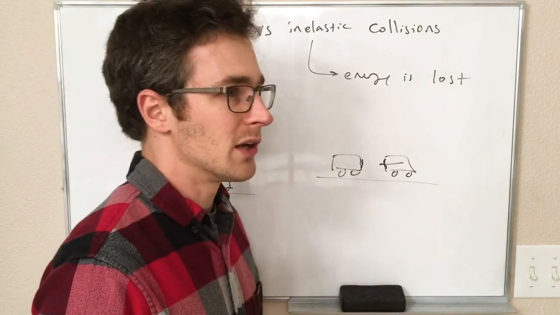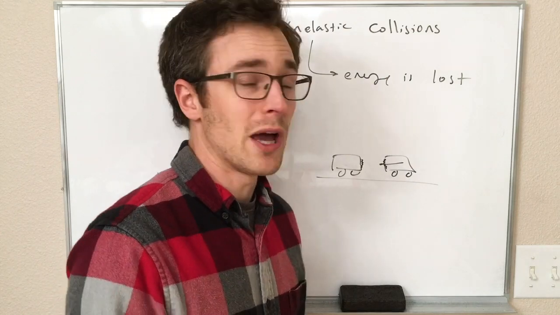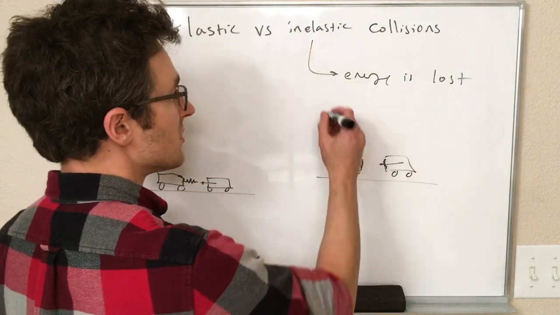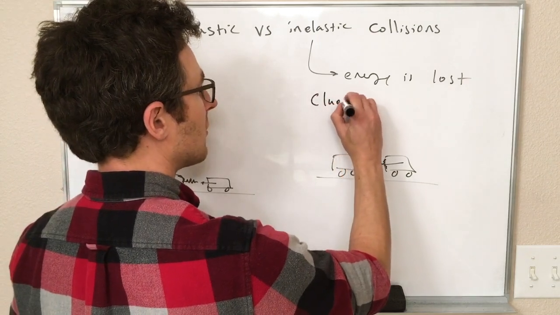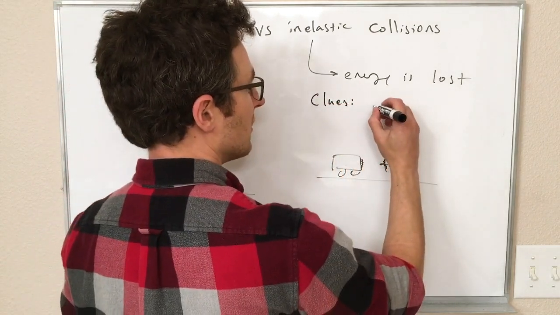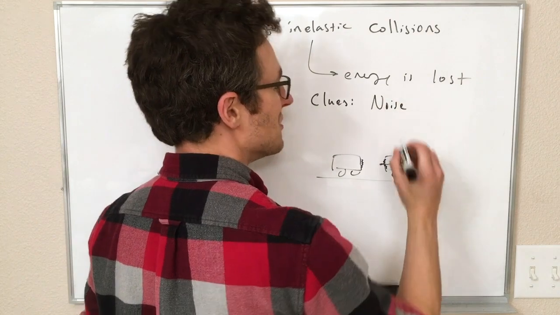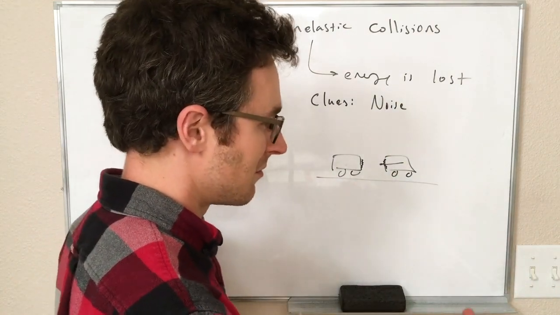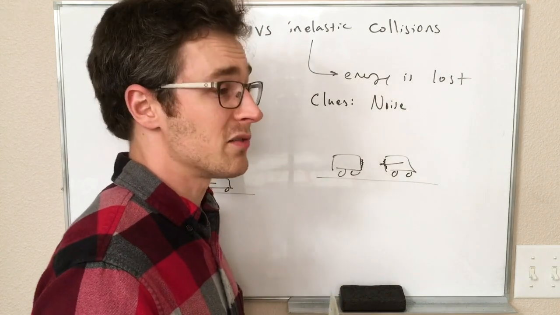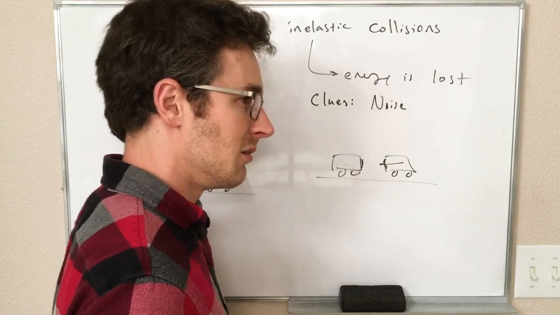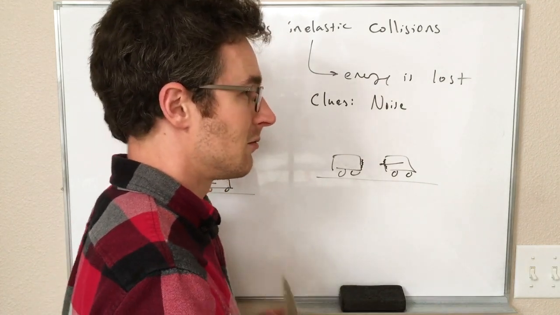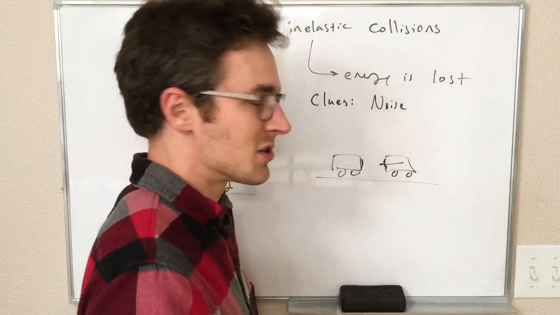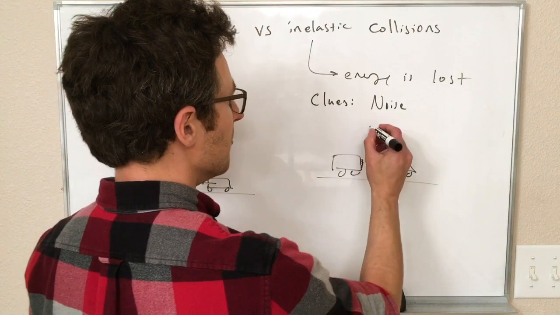But there are lots of kind of clues that energy might be being lost in a collision. So clues that energy is lost include things like noise. If two objects colliding makes a lot of noise, that is a loss of energy. And probably if something's crashing loud enough to make a lot of noise, it's probably losing energy other ways also.